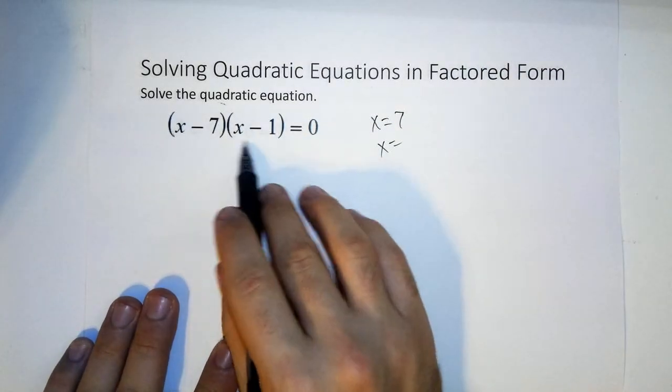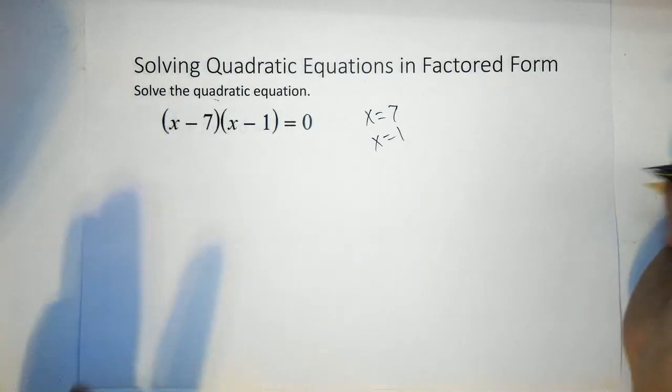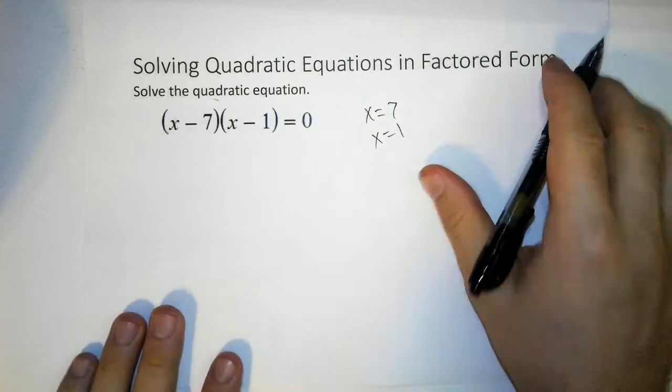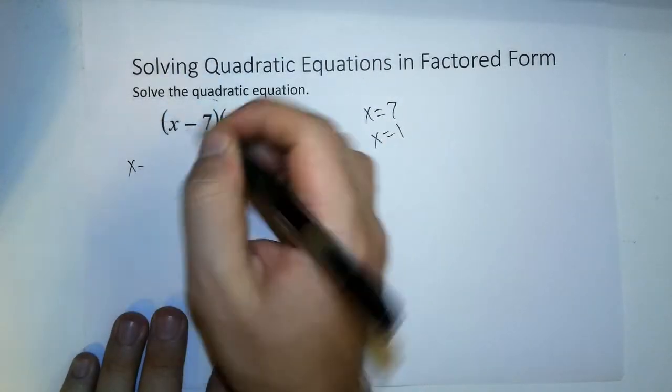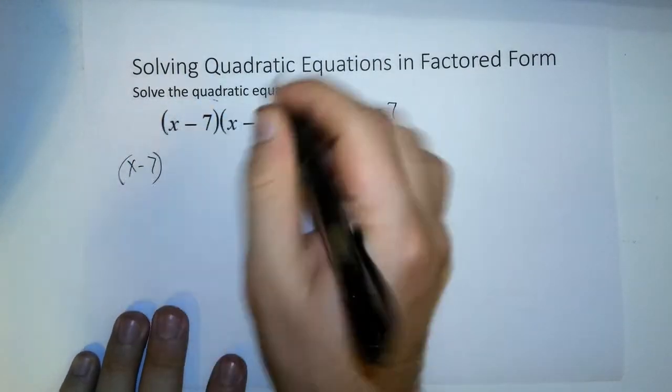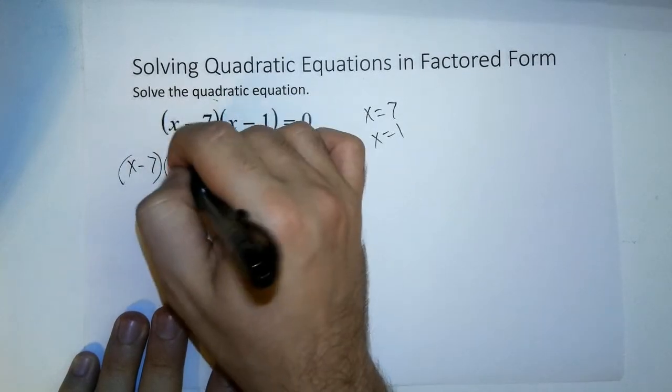Well, what's going to make that go to 0? Just 1. Just like that. Okay? And I'm going to show you guys again that analytical method for doing it. Right? We have x minus 7. We have x minus 1.